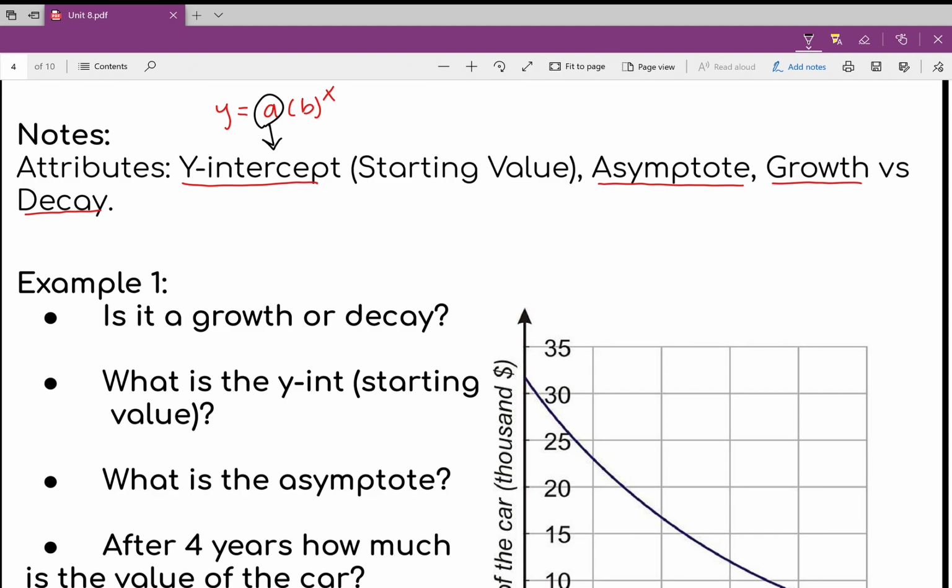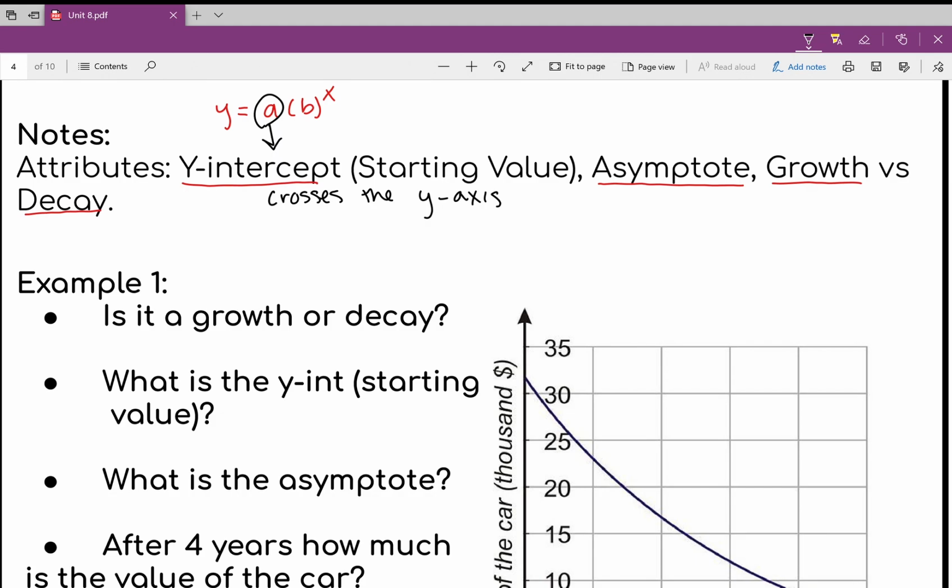And just like on any other graph, our y-intercept is where it crosses the y-axis. And it's also called the starting value. So you'll notice that in a lot of these examples we use applications, so real world problems, and instead of calling it the y-intercept, they may call it the starting value. So that's a.